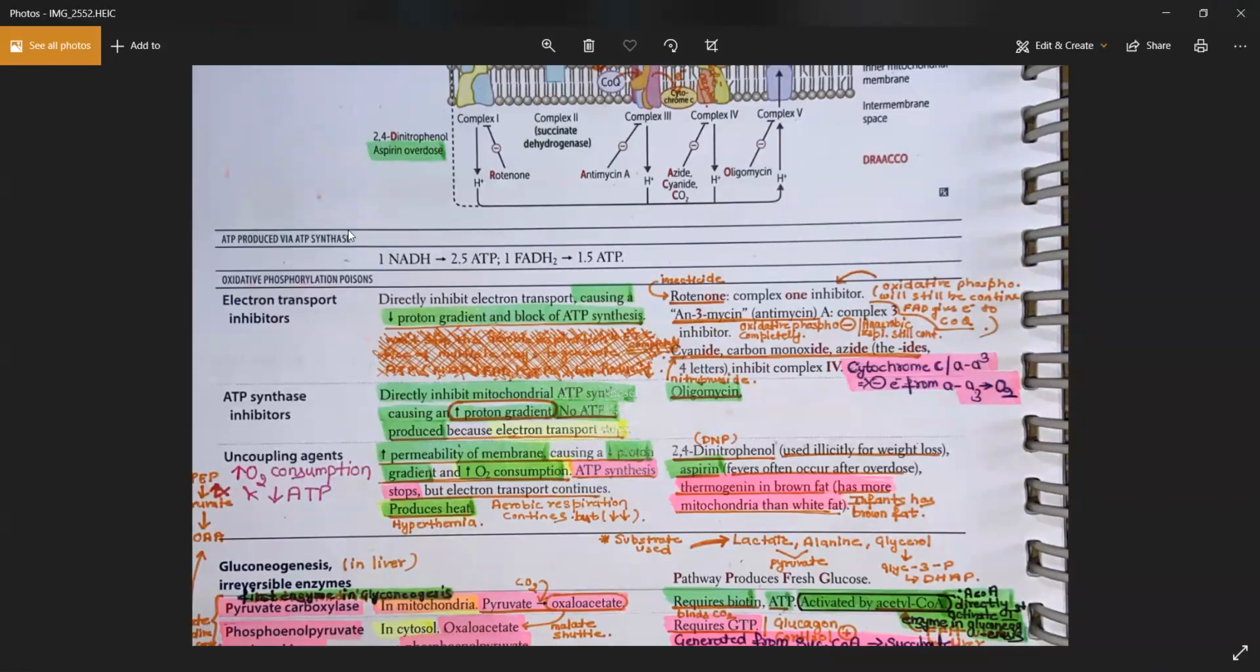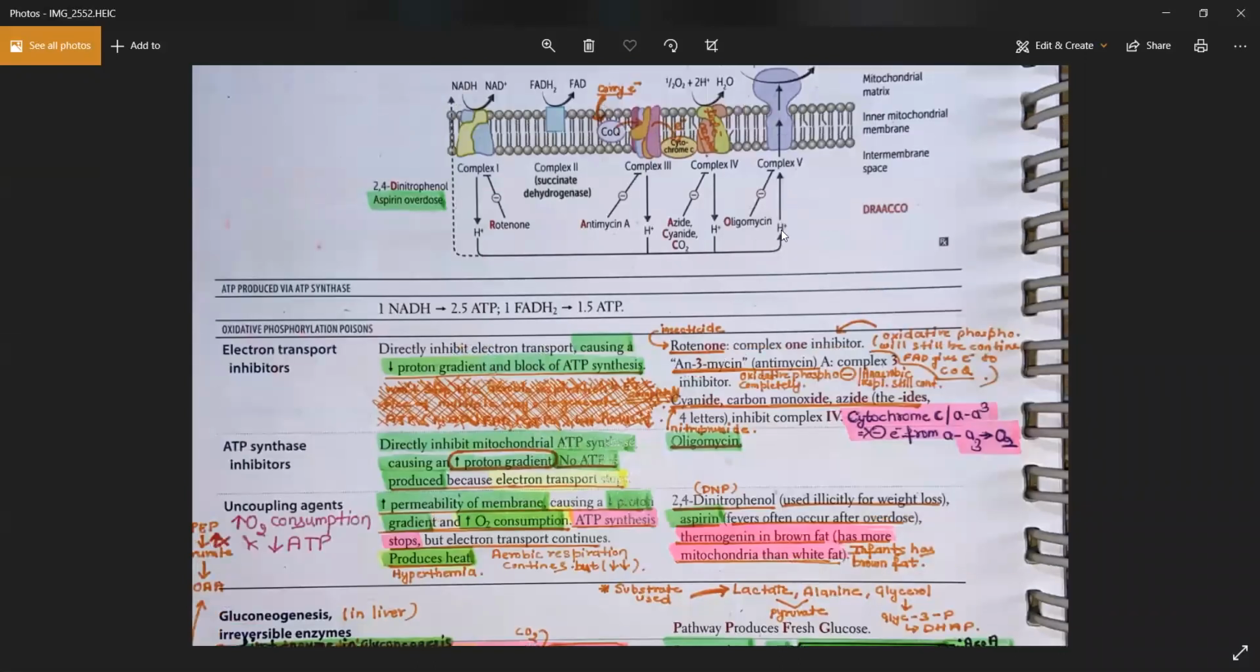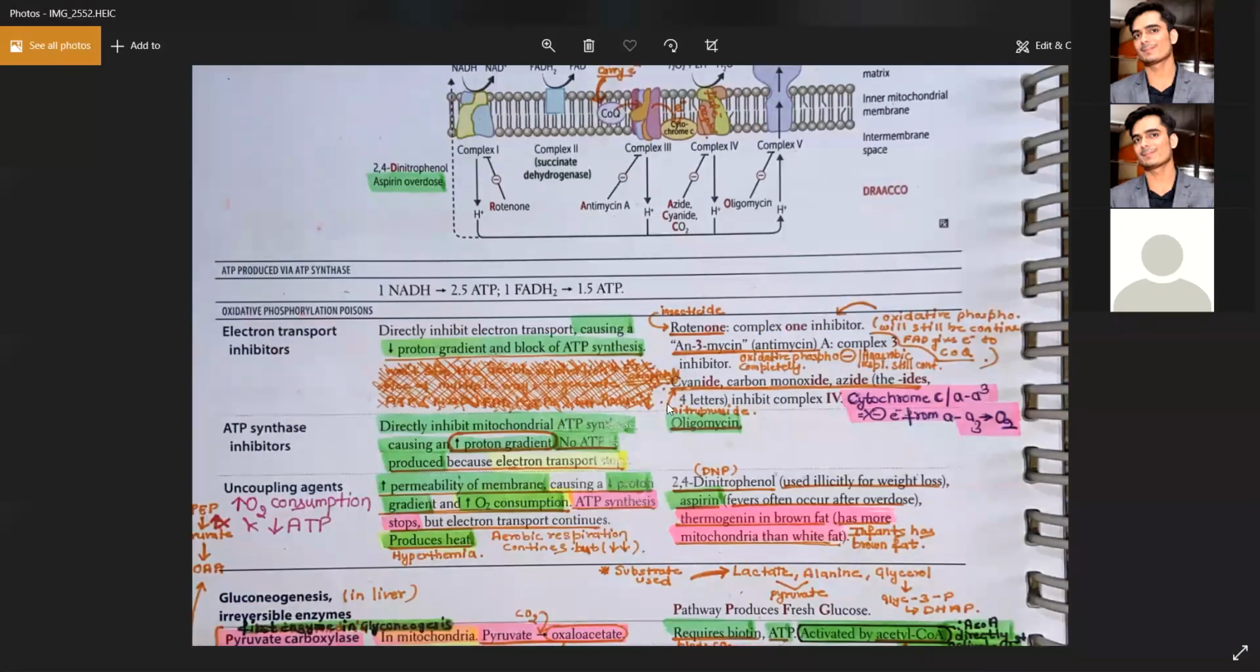Giving these drugs will just reduce the proton gradient and reduce the ATP synthesis, but this ETS will still continue. But if you inhibit this complex 5 using the oligomycin, you will completely inhibit your ATP. There won't be any ATP production now.